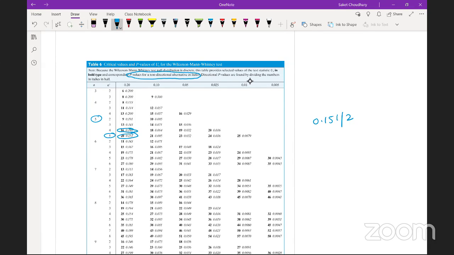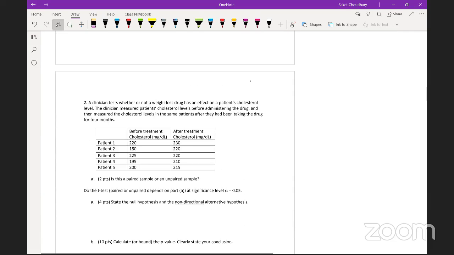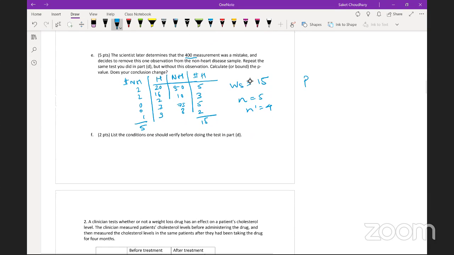So if you notice, there is no value for 15, it's 0.191. So the only thing that we can conclude from that particular table is that P is definitely greater than 191 by 2. Okay, and this implies that P is greater than alpha. So we fail to reject again, and hence there is no change in conclusion. Okay.